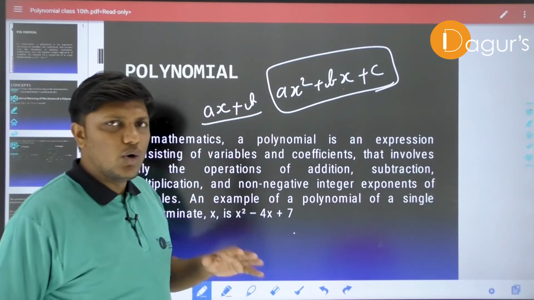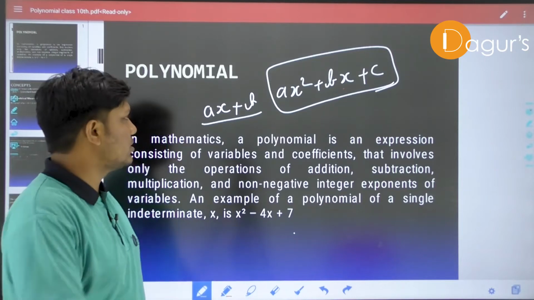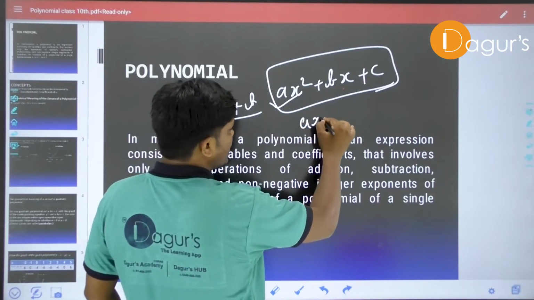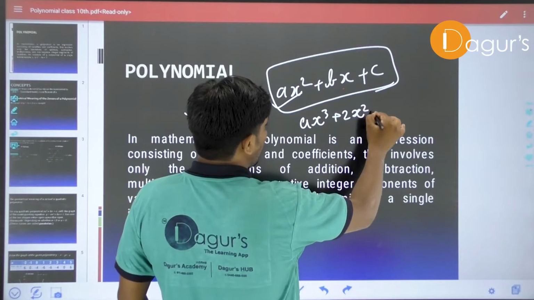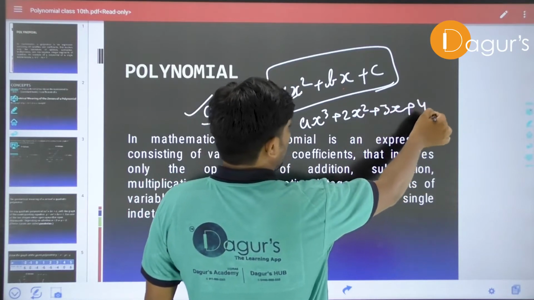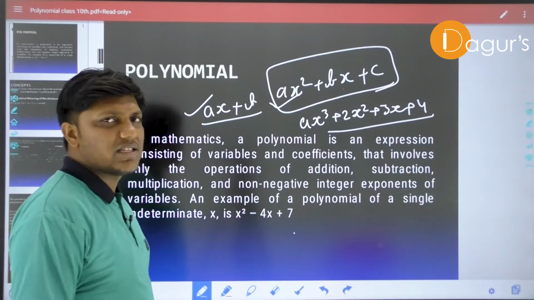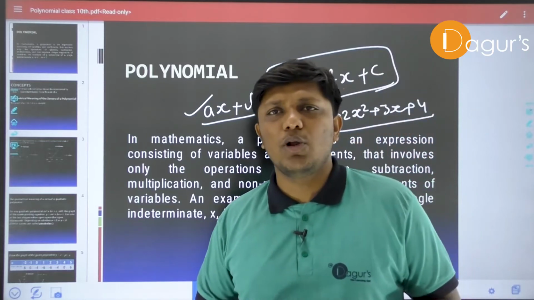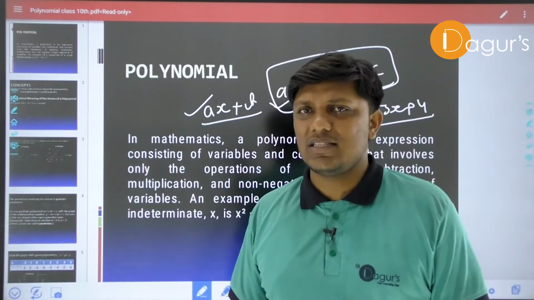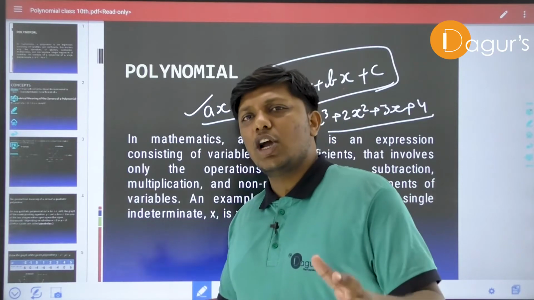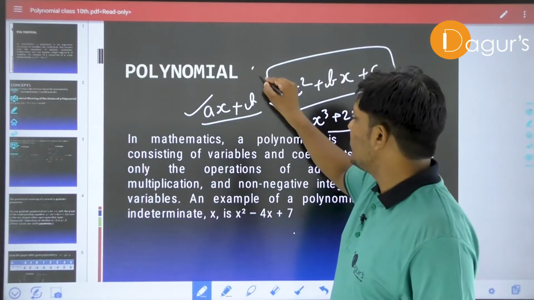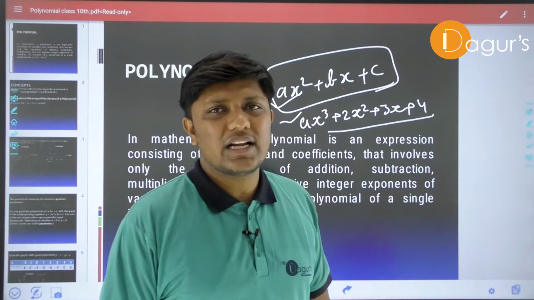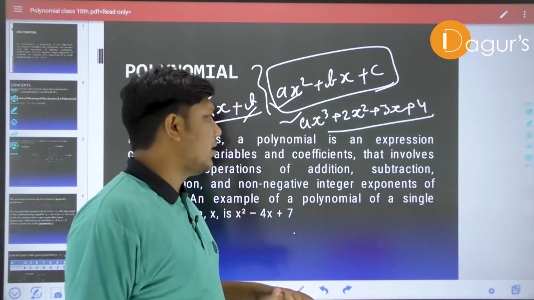As you already know, in class 9th you studied that this one is a type of linear polynomial. This one is a quadratic polynomial. If I write ax cube plus 2x square plus 3x plus 4 or anything else, then this one is a cubic polynomial. You already studied all these types of polynomials in the previous class, class 9th. Here we will connect these types of polynomials with a graph. So please focus here and try to understand what exactly I want to explain in front of you.